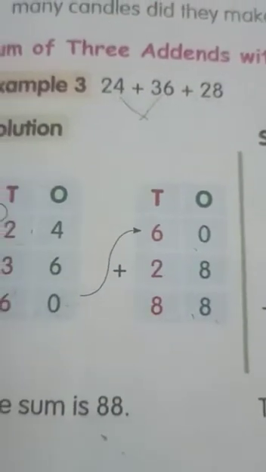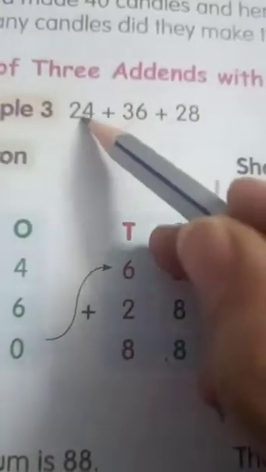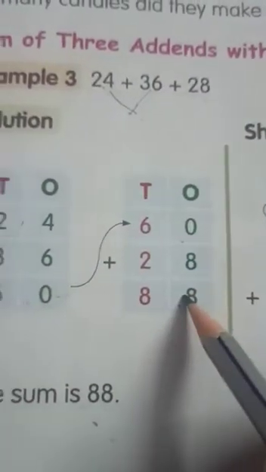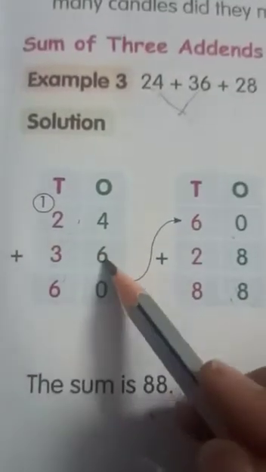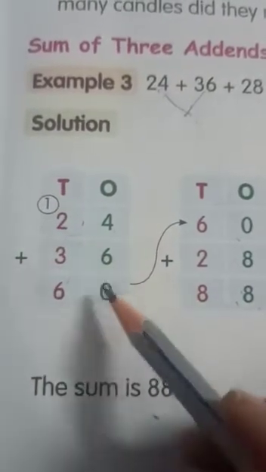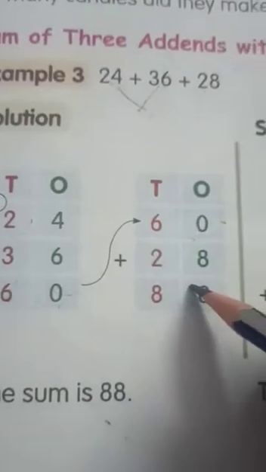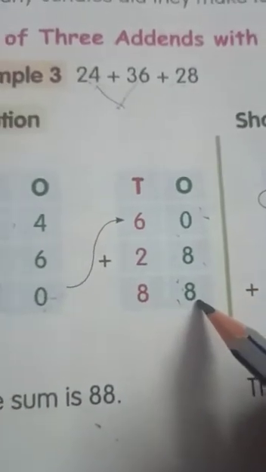Next, sum of 3 addends with regrouping. First, you have to add any 2 numbers. Then to that sum, add the third number. So here we are adding 24 and 36. So we got 60. To this 60, add 28. 60 plus 28 is 88.